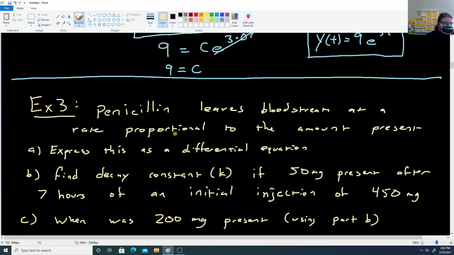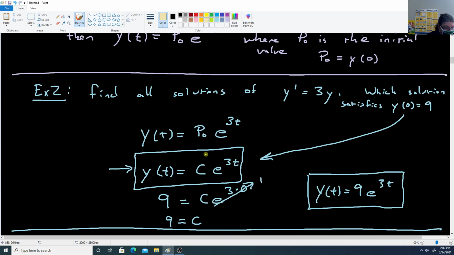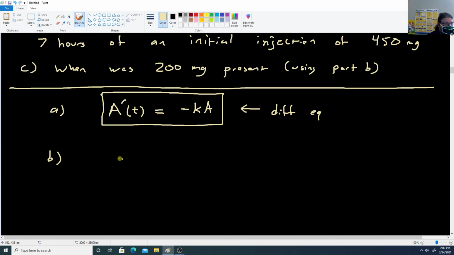By the theorem, this has solution y of t equals, we could say, c e to the kt. So we'll write our equation down here. Since we're using a for this, we should say a of t, the amount present, is going to equal c e to the negative k times t.